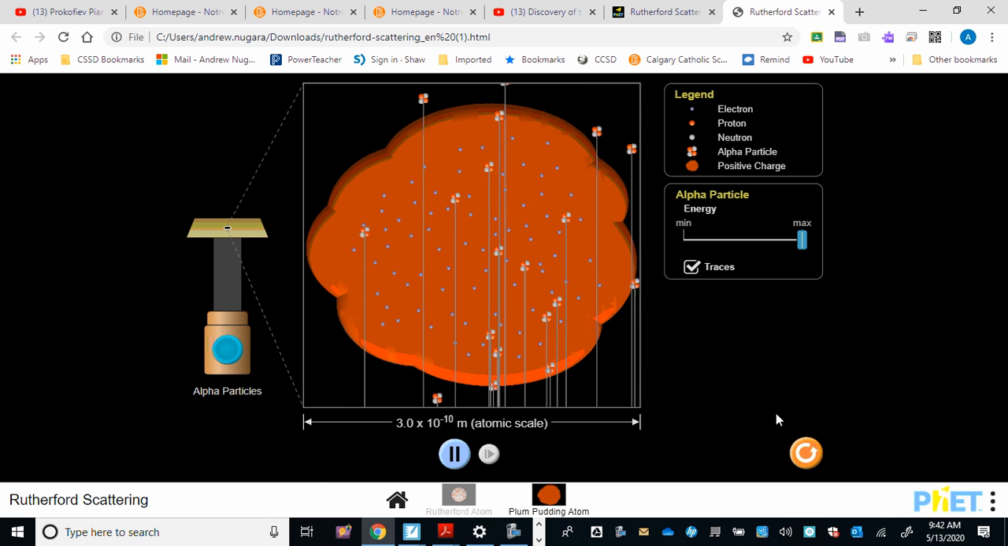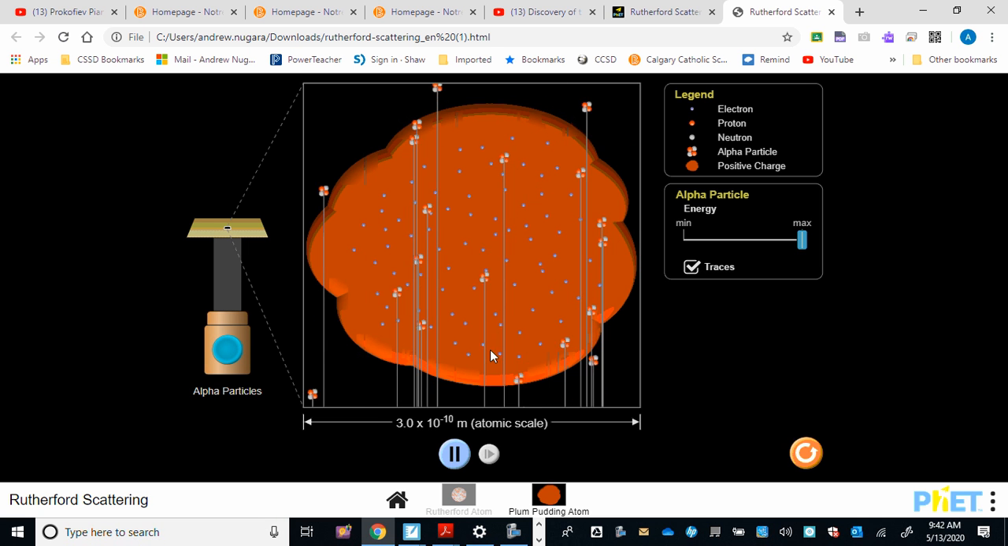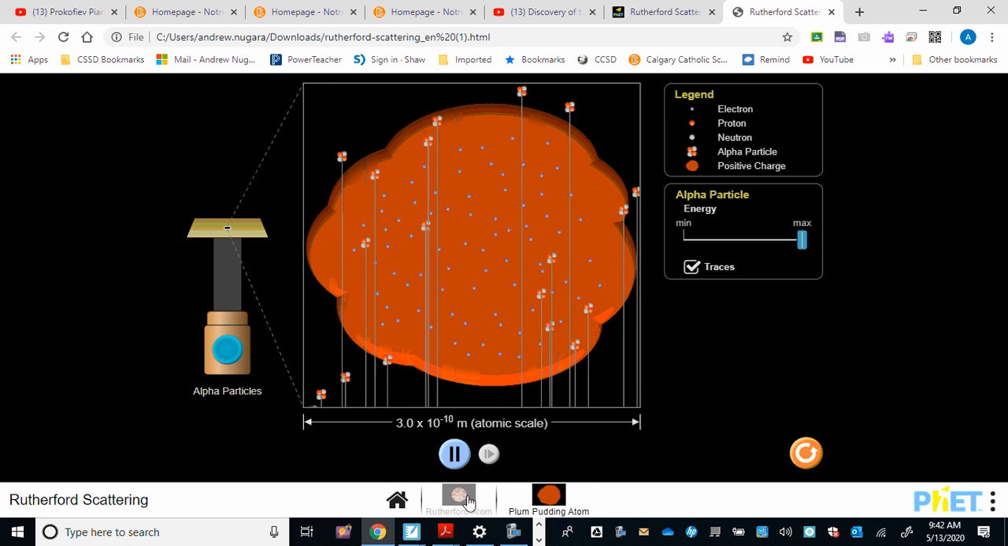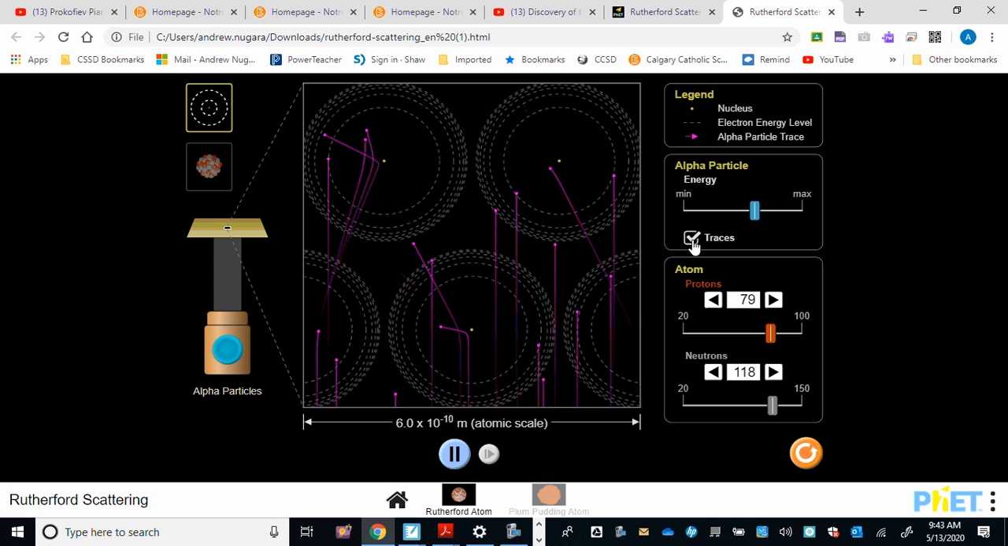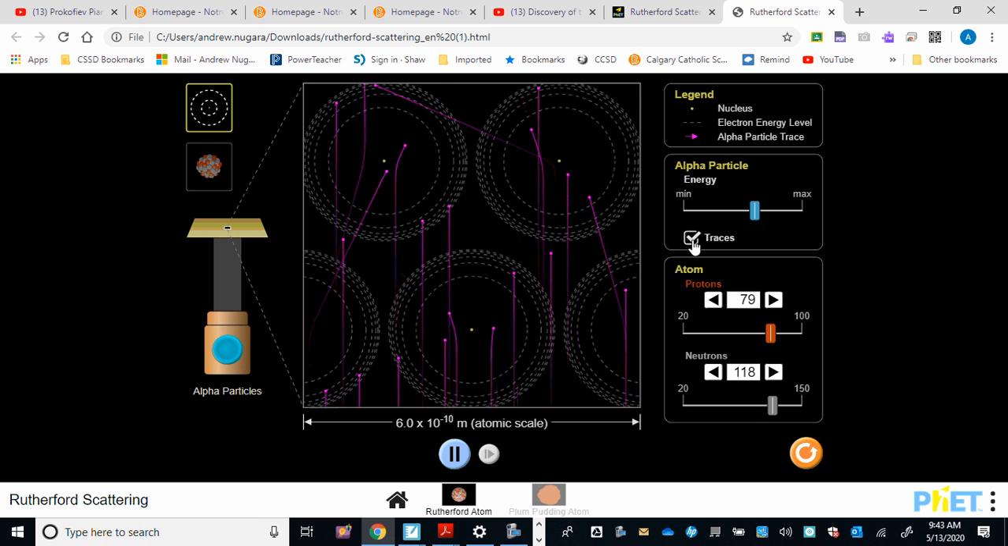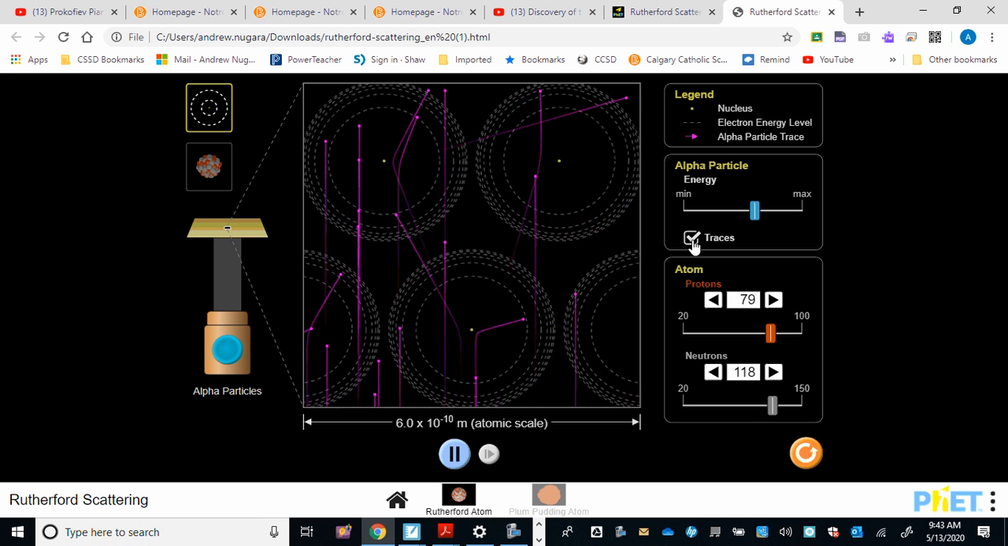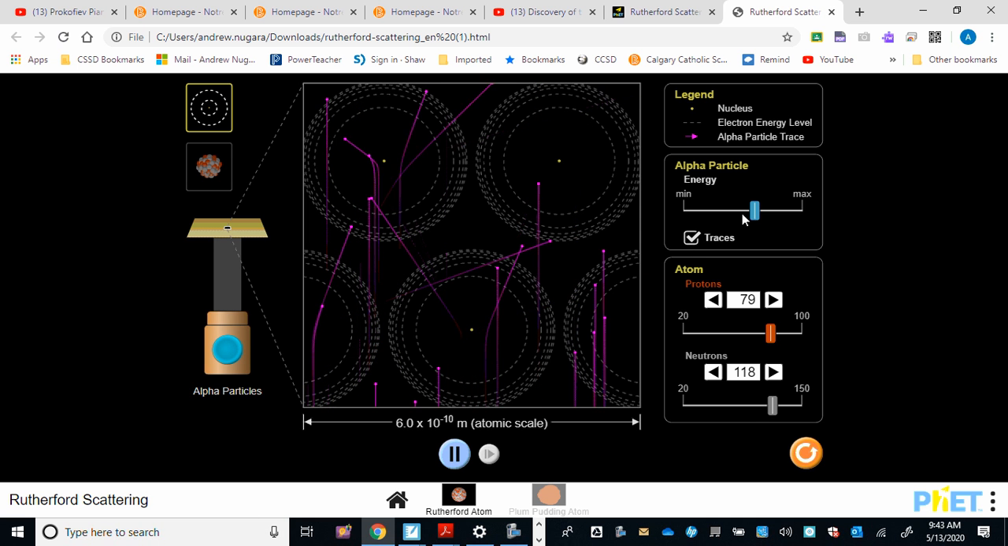Now, here's what happened with Rutherford. Where's Rutherford? There you are. Oh, it's different, they've changed it. Okay, there we go. So you can see most of them are going straight. Let's put the trace on. Yes, there we go. Now you can really see it. Most of them are going straight, some of them are being deflected a little bit, but some of them are being deflected at these wild angles.